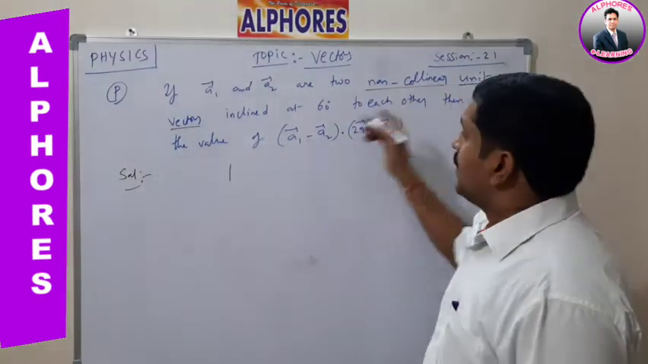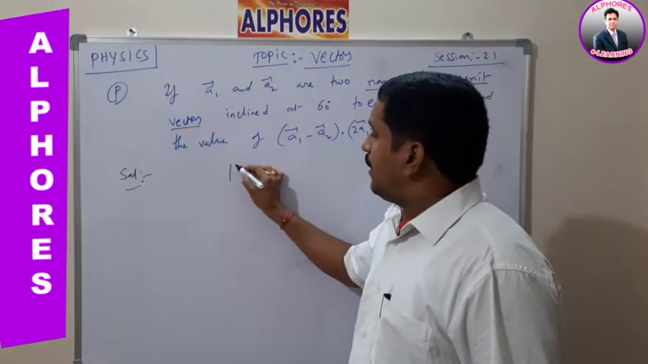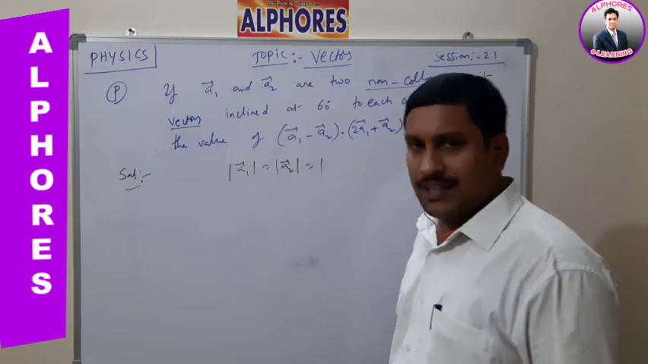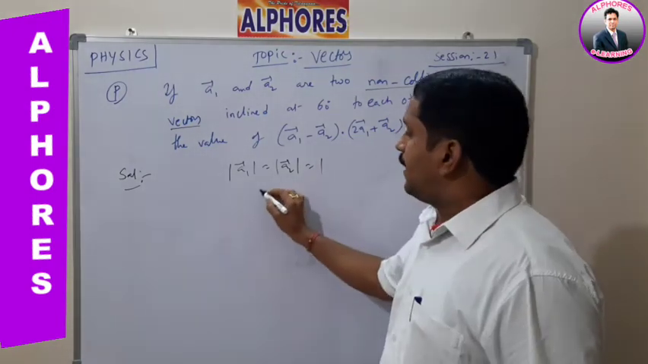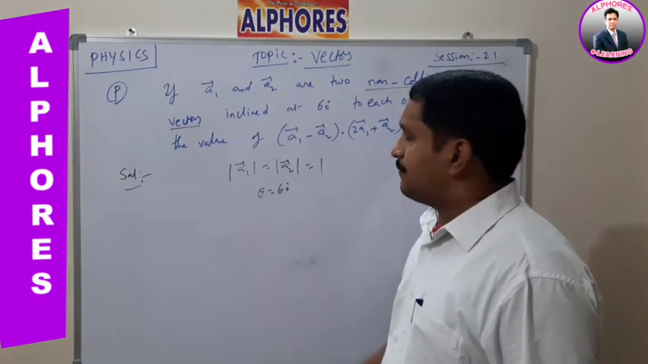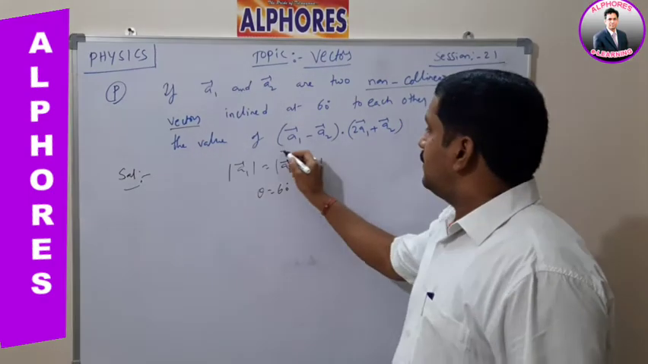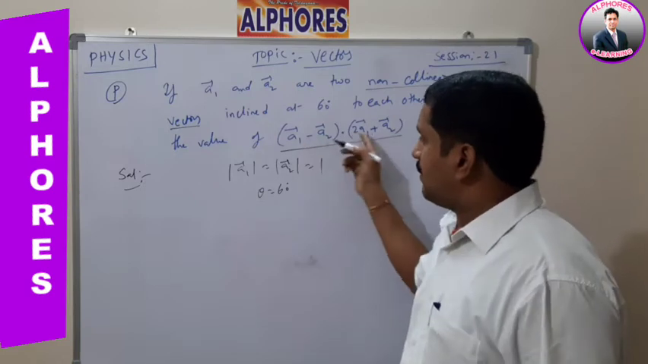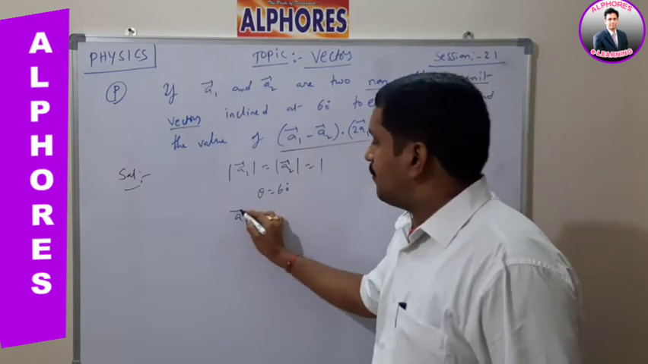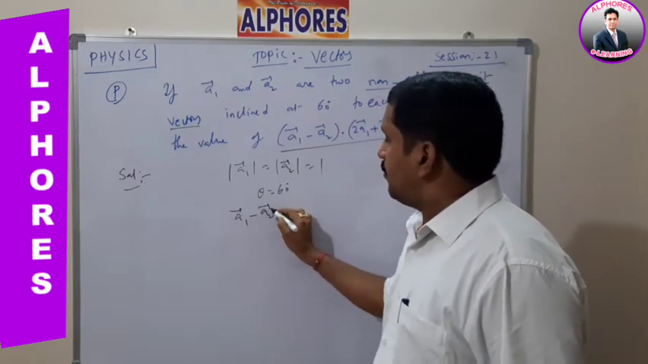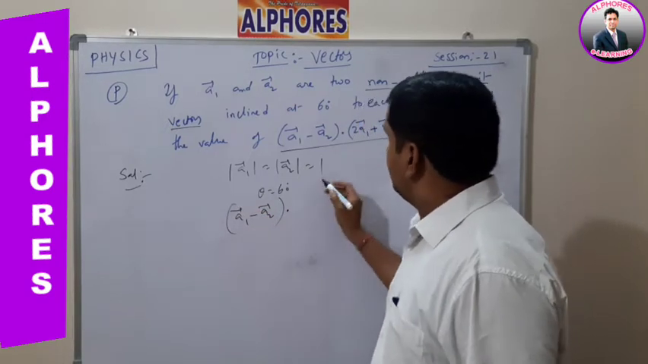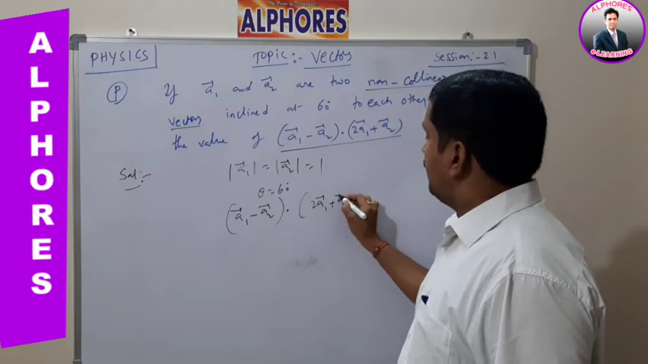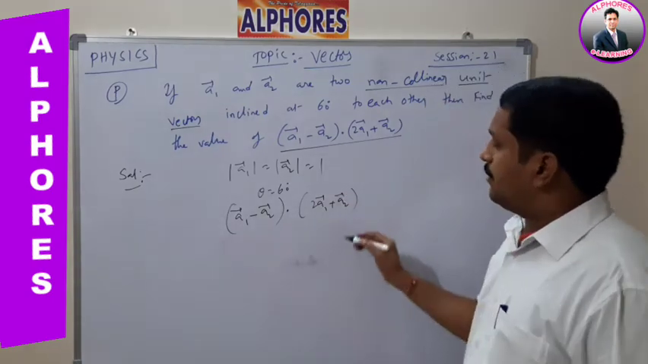Right? Now what is the condition? Magnitude of A1 bar is equal to magnitude of A2 bar, which is equal to 1 as per the condition. The angle theta is equal to 60 degrees, given. Now I have to find the dot product of this subtraction of vectors and addition of vectors as per this data: (A1 bar minus A2 bar) dot (2A1 bar plus A2 bar).